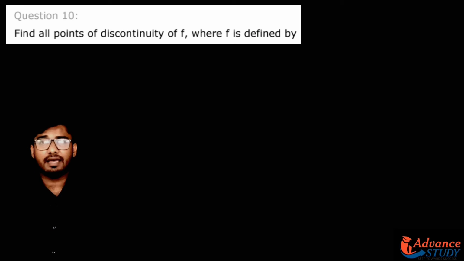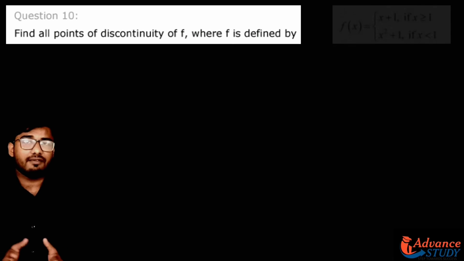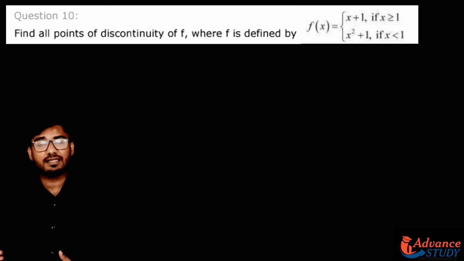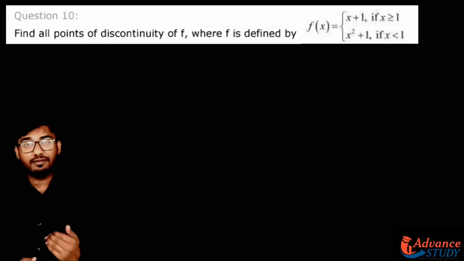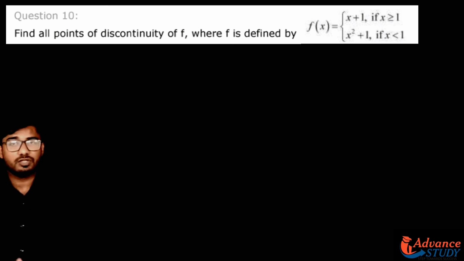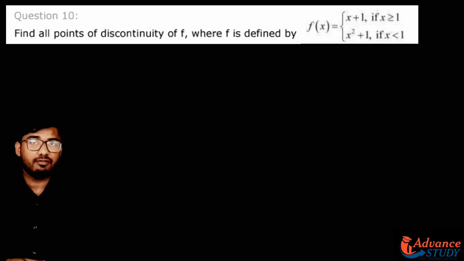So we are taking another question, that is question number 10, the same question, but I am reading it again. Find all the points of discontinuity of f, where f is defined by f(x) is equal to x plus 1 if x is greater than or equal to 1, or x square plus 1 if x is lesser than or equal to 1. So question number 10 I am doing by my own method. The rest of the questions I have done in the bookish language, so the next question by my method.